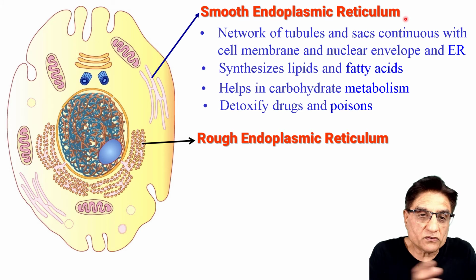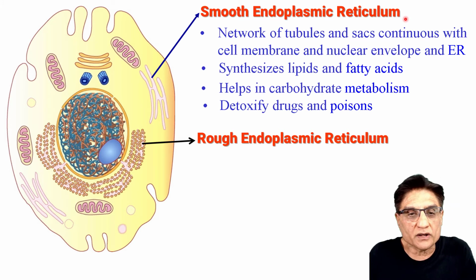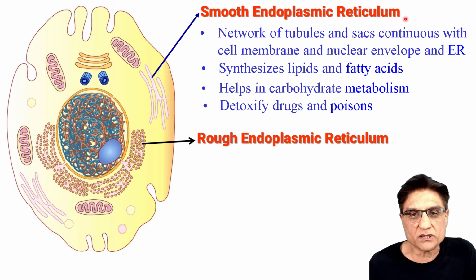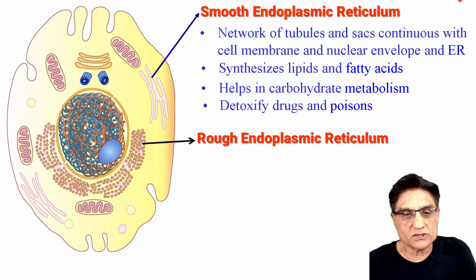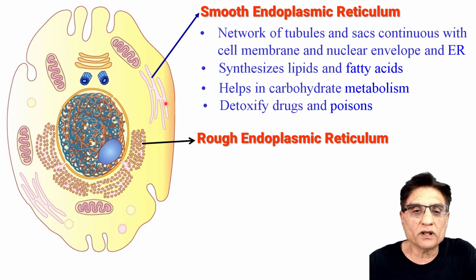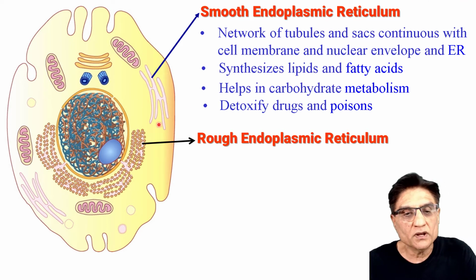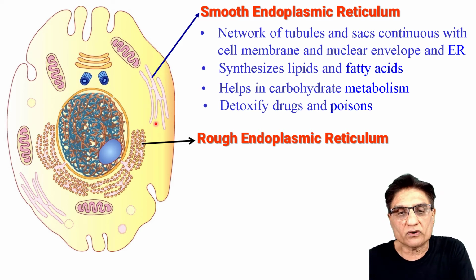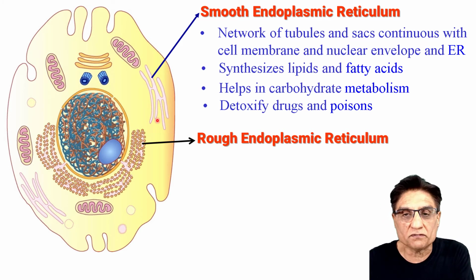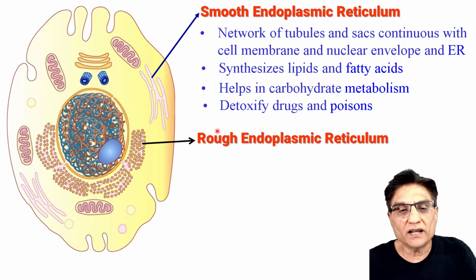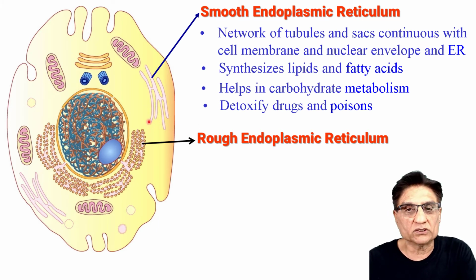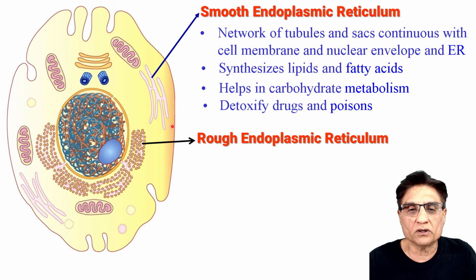If by mistake or by chance the drugs and poisons reach inside the cells, the cell has a process in here. In the smooth endoplasmic reticulum, you have some enzymes. Those enzymes will work on the drugs and poisons, and they will detoxify them. They will change them into non-poisonous materials, and that's one of the main functions of the smooth endoplasmic reticulum.